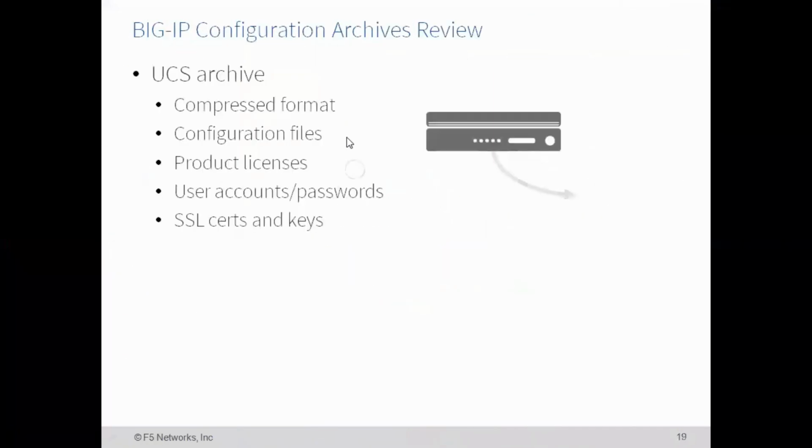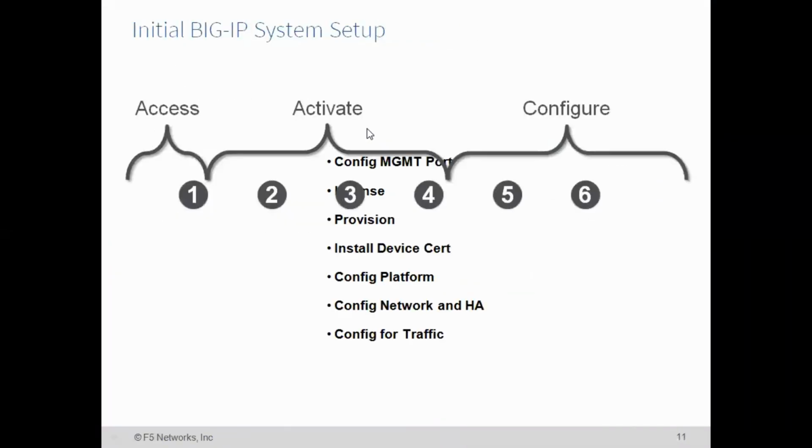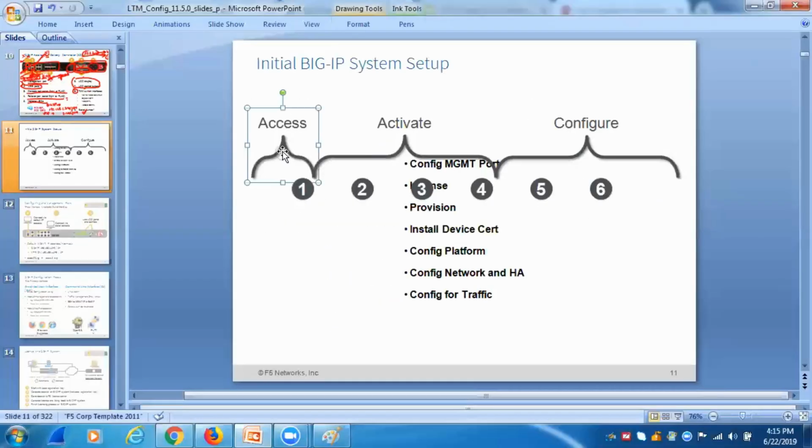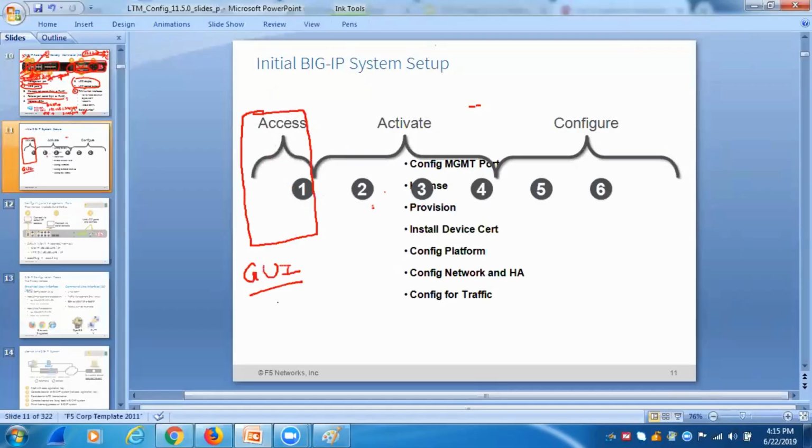Okay, so let's talk about the initial setting of the BIG-IP system. First is to make it available for access. Setting it for access means you should be able to get access to the BIG-IP GUI or the CLI, which means configuring the management port. That is the first step.